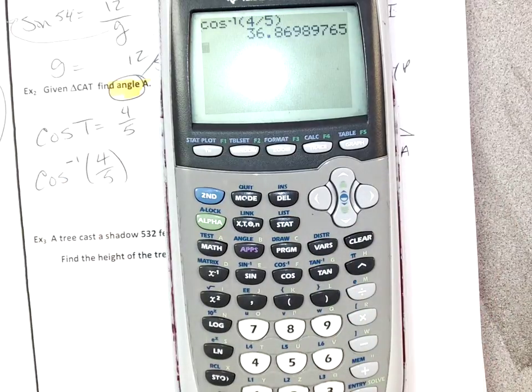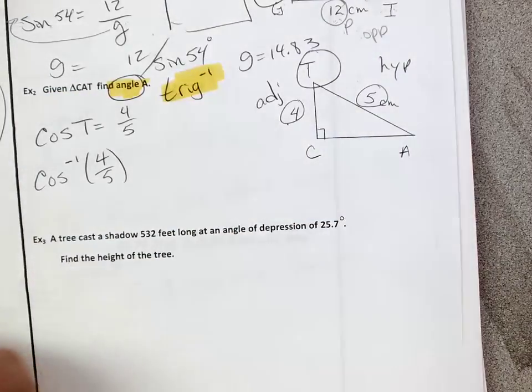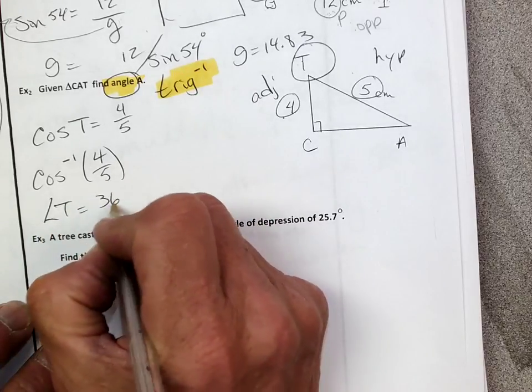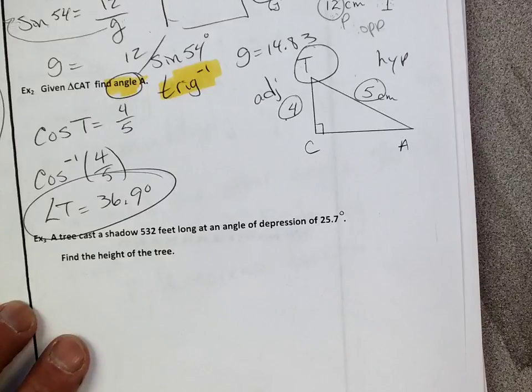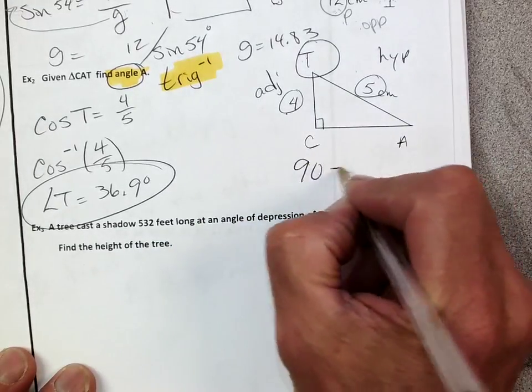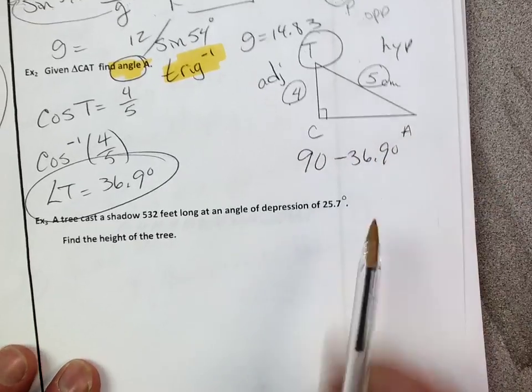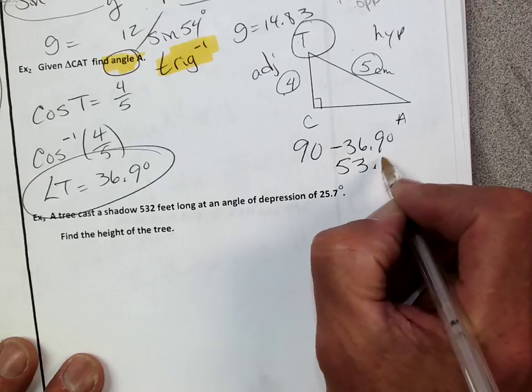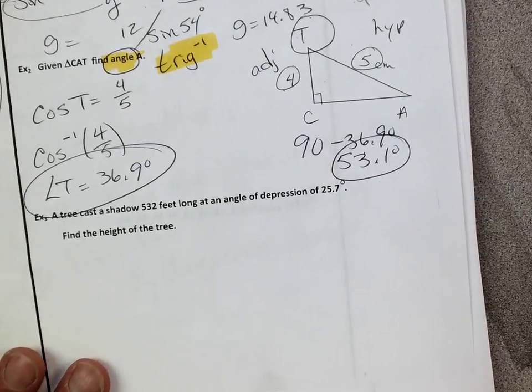I get about 36.9 degrees, okay? So my angle T is about 36.9 degrees. All right, good. Now, what else could I find? You can find angle A. Yeah, let's find angle A. How would I find angle A? Totally right. 90 minus my 36.9, right? Don't those two always have to add up to 90, right? So 90 minus my 36.9, I get 53.1 degrees, okay? And then what?